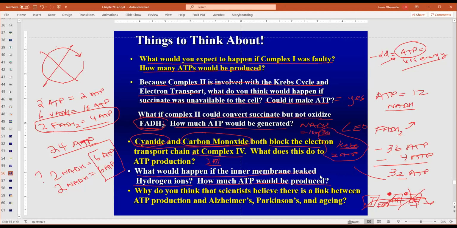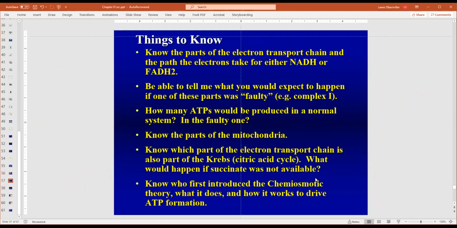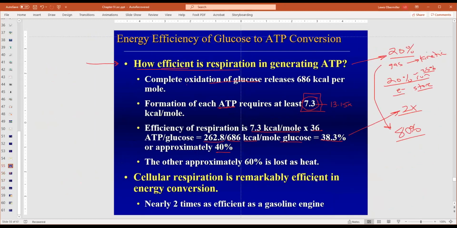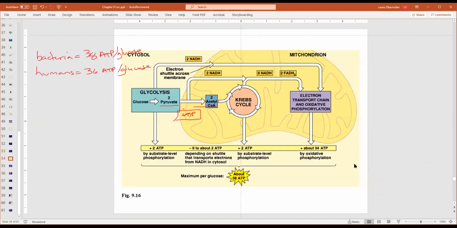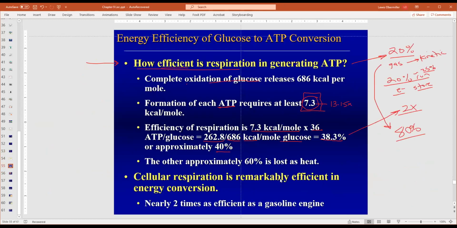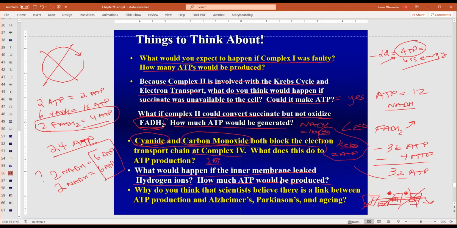So remember, all those hydrogens make all the ATP in electron transport. So how many ATP do we make in electron transport? 34. Right. So if that thing was leaky, you couldn't make any ATP from electron transport. So you would only get 2 ATP from the Krebs cycle. Okay. Make sense? Yeah. All right.